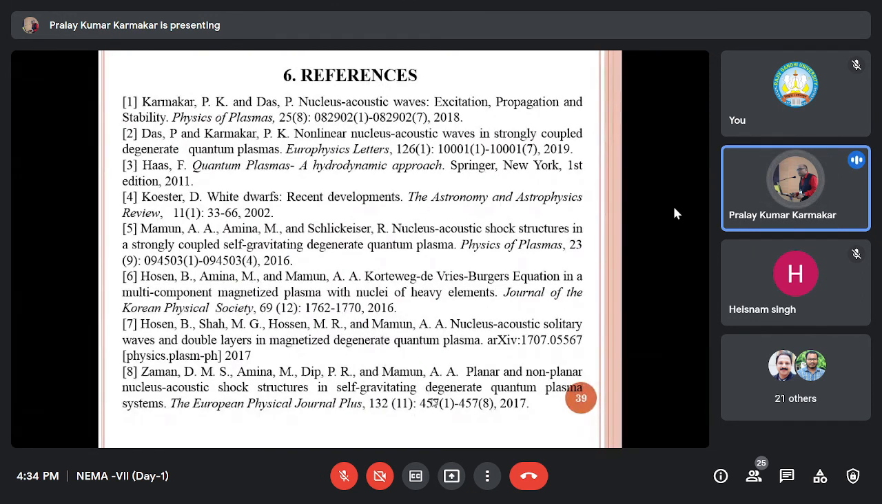This nucleus acoustic wave we also tried a few years back, and it has been going on. So there are various references, and these are very interesting problems and interesting papers. These review articles are also very good about compact astrophysical objects and quantum plasmas.